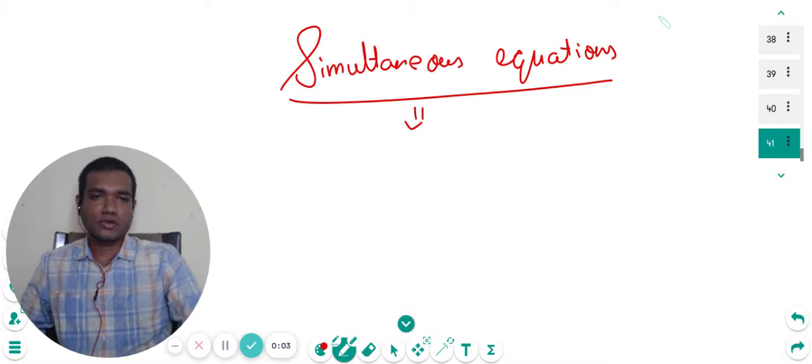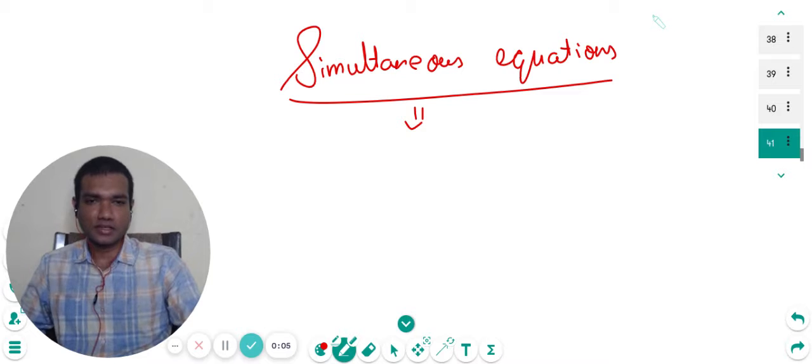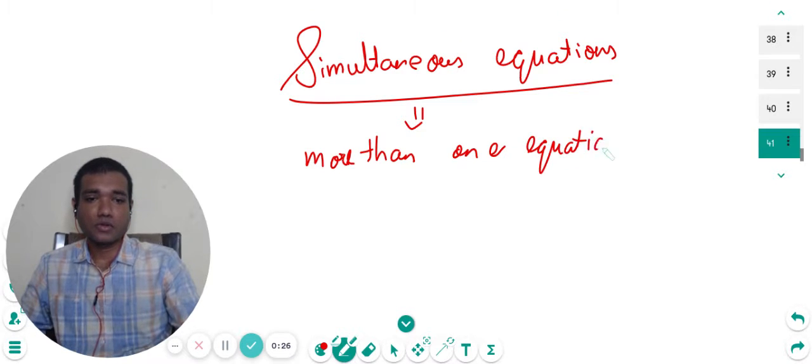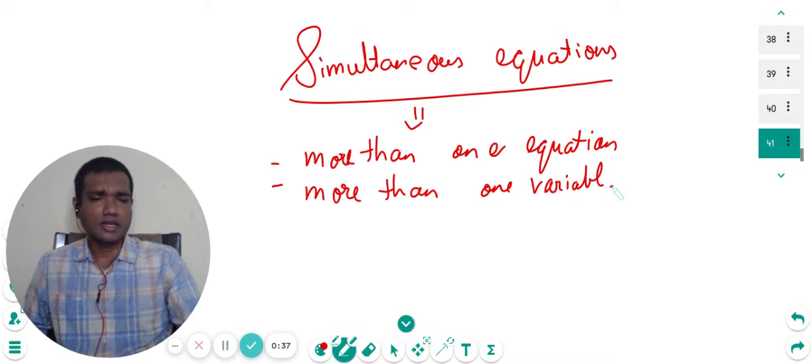Hello there. In today's lecture, let us discuss the simultaneous equation. Before we get into solving different kinds of problems, let us just try to understand what a simultaneous equation is. When we have more than one equation, and more than one variable or unknown, anything you can call it, that's when we know that we are dealing with a simultaneous equation.